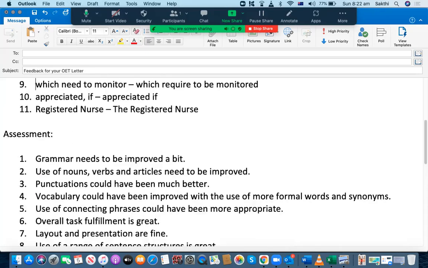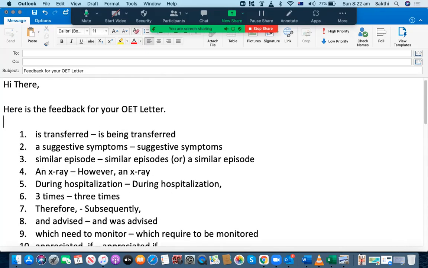Okay, I'll go through the errors now. Okay, so the first one is not a major error, but it could have been much better because she hasn't been transferred yet. She is being transferred. Okay, second one is a major mistake. Third one is also a mistake. Fourth one is a recommendation. I mean, it's not an issue. I don't consider it a mistake. Consider it as a mistake.